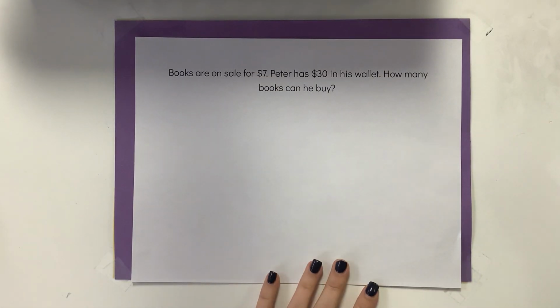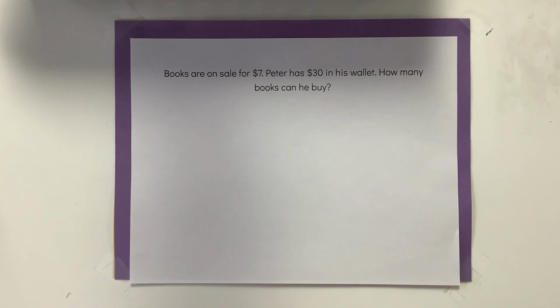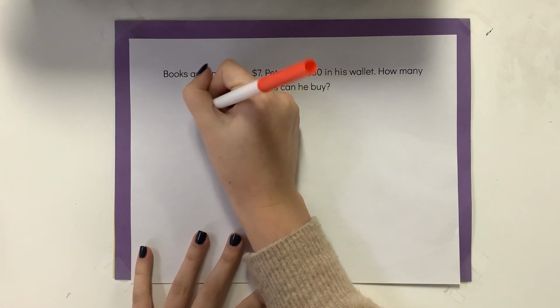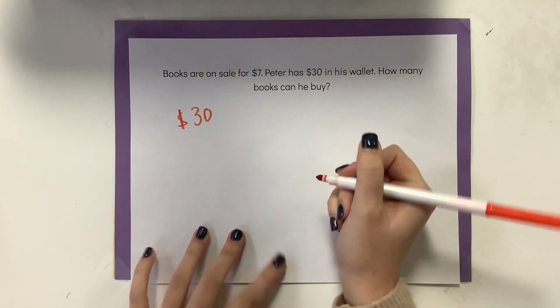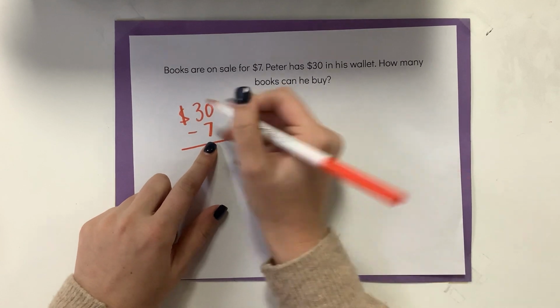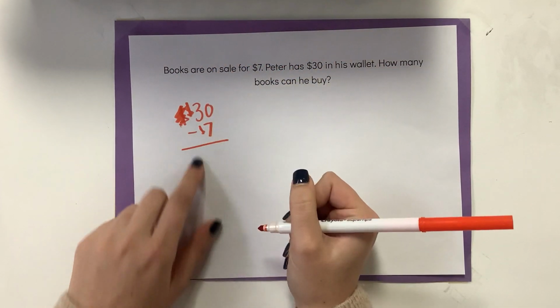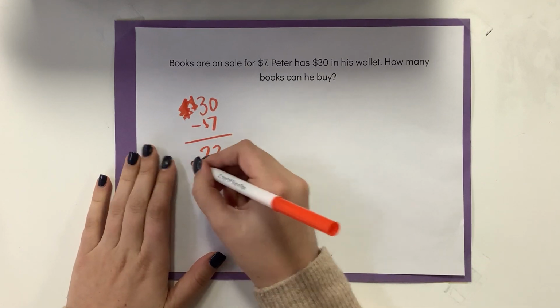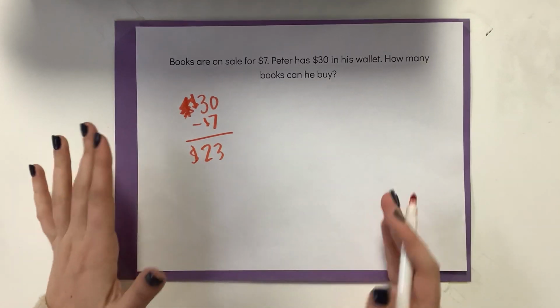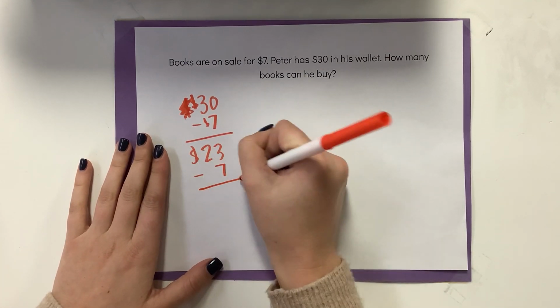Books are on sale for $7. Peter has $30 in his wallet. How many books can he buy? Okay, so I know that if he has $30 in his wallet and each book costs $7, well, if he buys 1 book, he's going to have $23 left. Can Peter buy another book? Yes, he can. I can subtract 7 again.